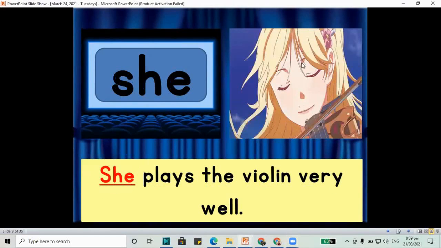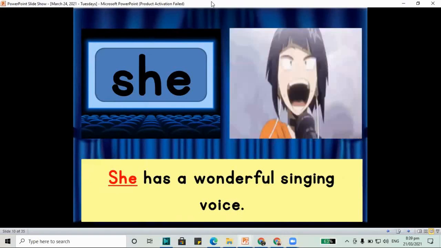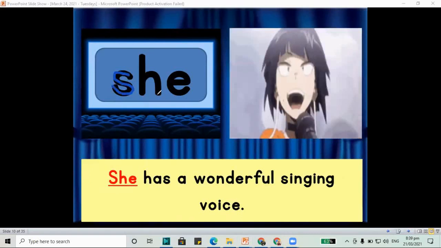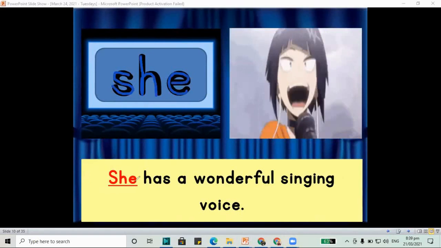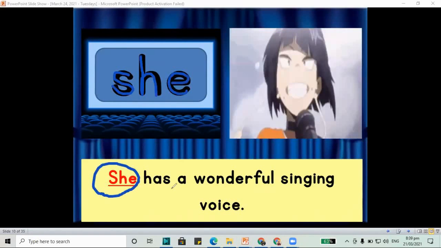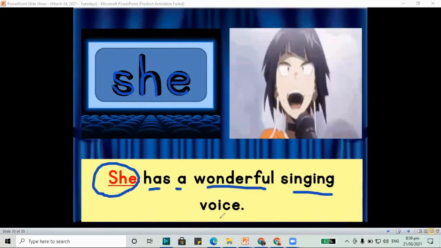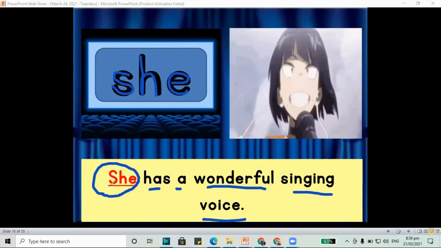Next one, our word is she again. S-H and the letter E makes the word she. She has a wonderful singing voice. We have the word she.